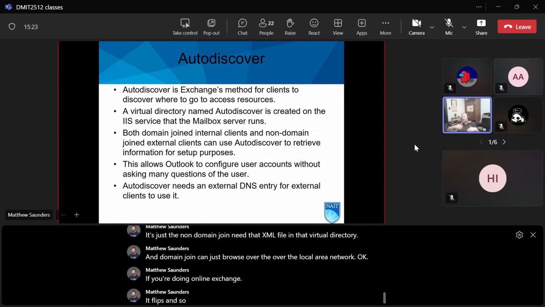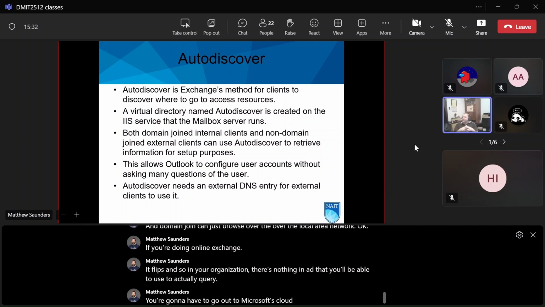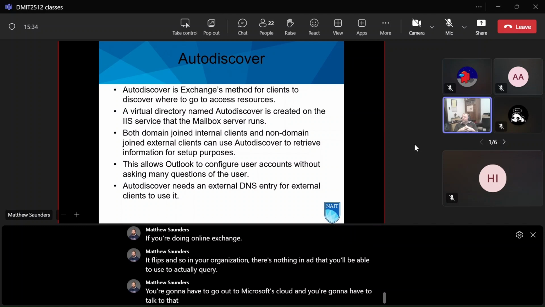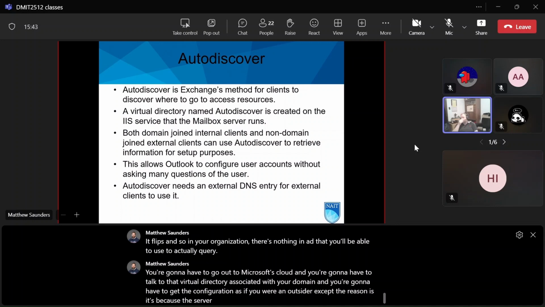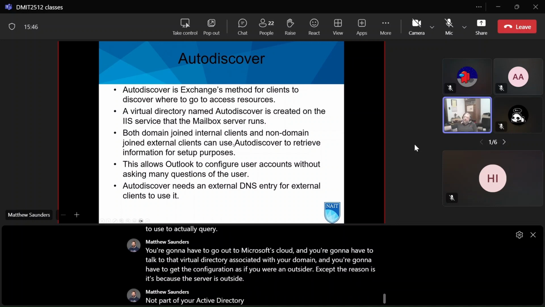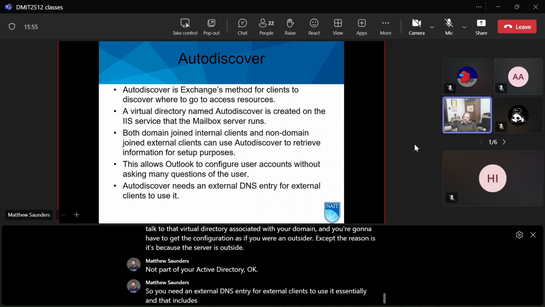Okay, if you're doing online Exchange, it flips. And so in your organization, there's nothing in AD that you'll be able to use to actually query. You're going to have to go out to Microsoft's cloud, and you're going to have to talk to that virtual directory associated with your domain, and get the configuration as if you were an outsider. Except the reason is that the server is outside. It's not part of your Active Directory. Okay. So you need an external DNS entry for external clients to use it, essentially, and that includes online Exchange.